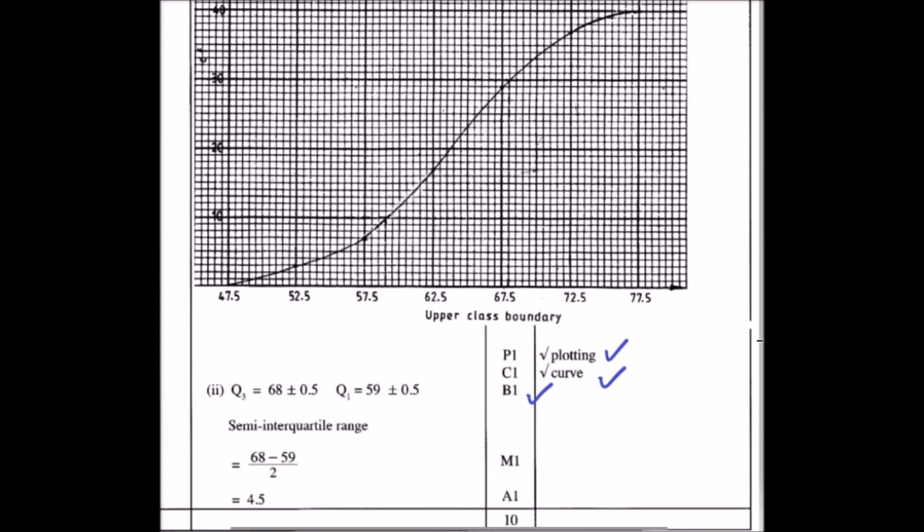You get a method mark when you use the semi-interquartile range. That is how you do it, and finally you get 1 mark for the answer, which is 4.5, totaling to 10 marks. So here they have used a different kind of graph or grid, so it depends on the graph that you have been given in the exam. Otherwise, you choose the appropriate scale, and that is how you do that question.